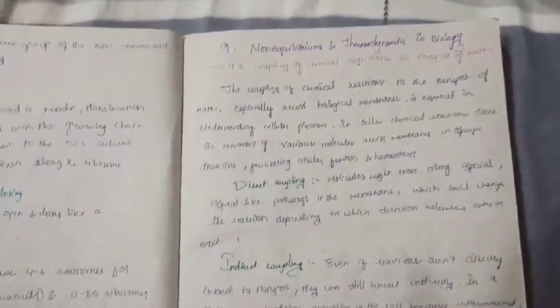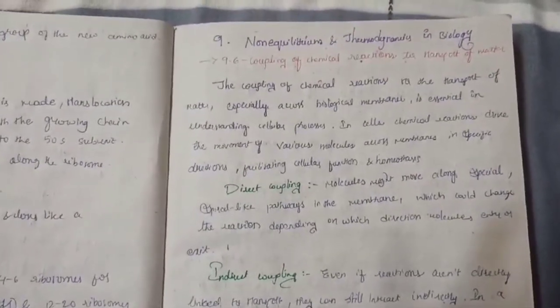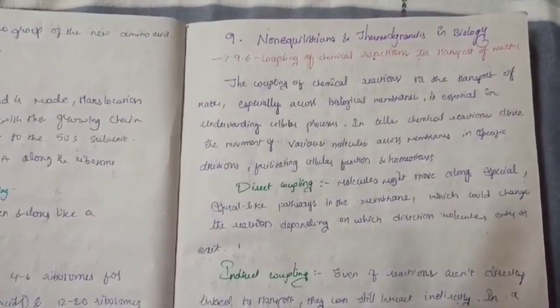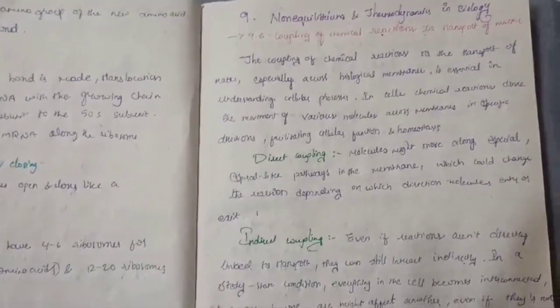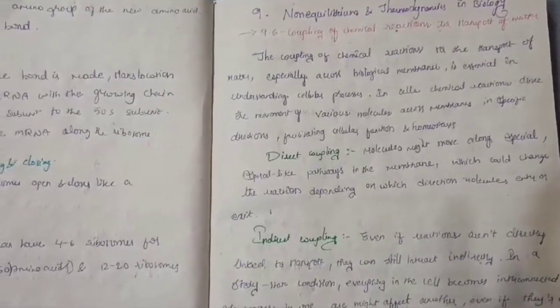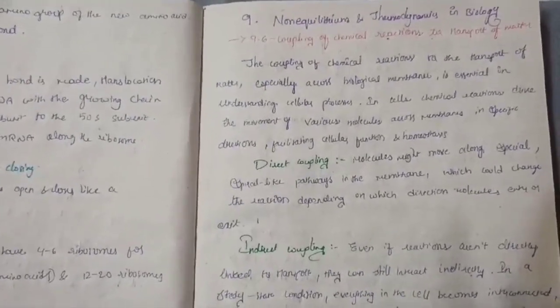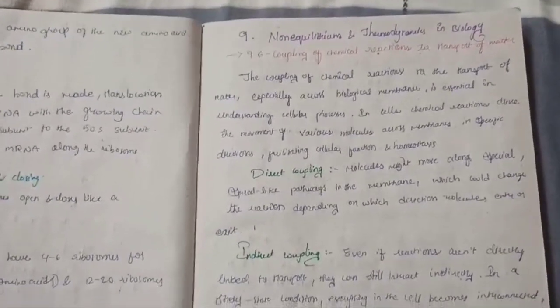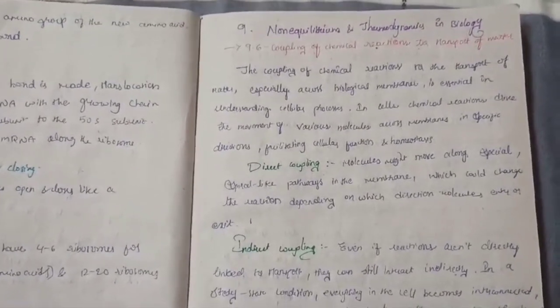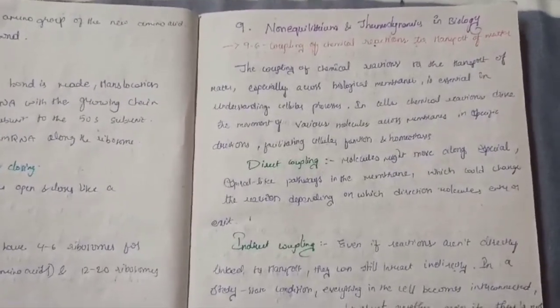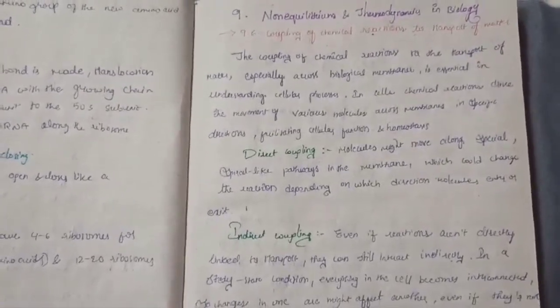First, we start with the coupling of chemical reactions to the transport of matter, especially across biological membranes. It is essential in understanding cellular processes. In cells, chemical reactions drive the movement of various chemicals across the membranes in specific directions, facilitating cellular functions and homeostasis. There are two couplings: direct and indirect coupling.